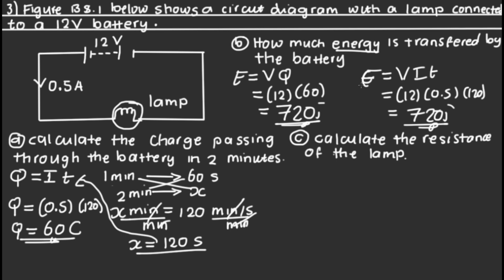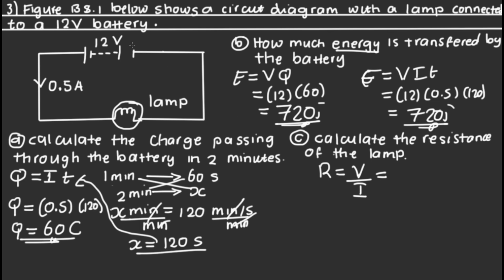So the data that you are given can help you to identify the formula that you have to use at that moment. So now let's move on to question C. Question C, we just want to calculate the resistance of the lamp. So here you just have to use Ohm's law. Resistance is equal to voltage divided by current.